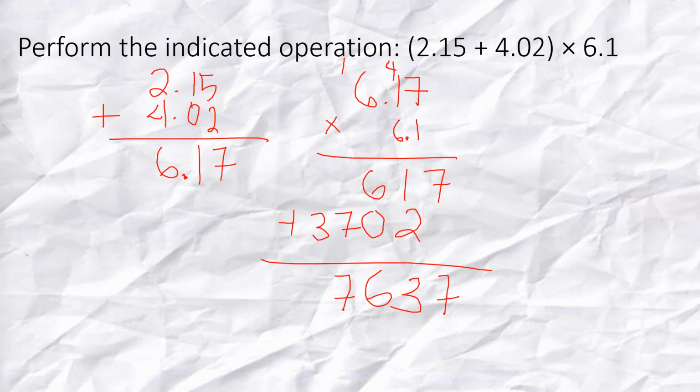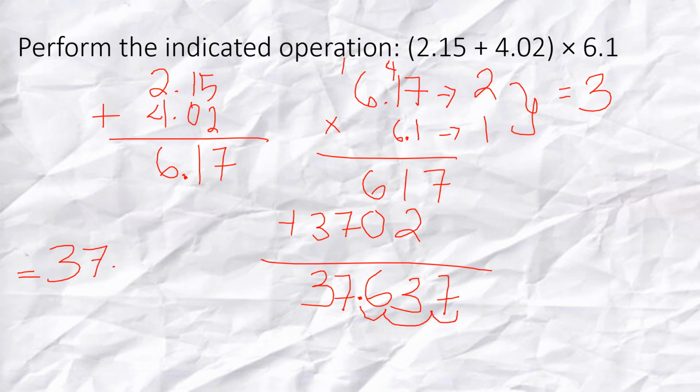bring down 7, bring down 3. There are 2 decimal places here, there is 1 decimal place here, 2 plus 1 is 3. So we move 3 times from the right going to the left to put our decimal point. So this is where we will put our decimal point. So we have 37.637. That is our answer for this equation.